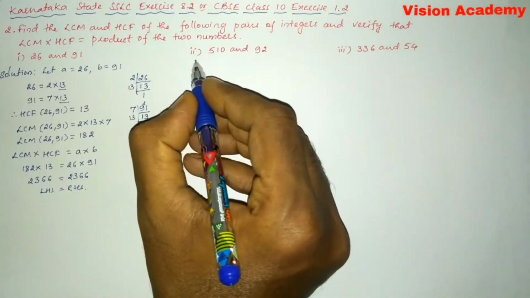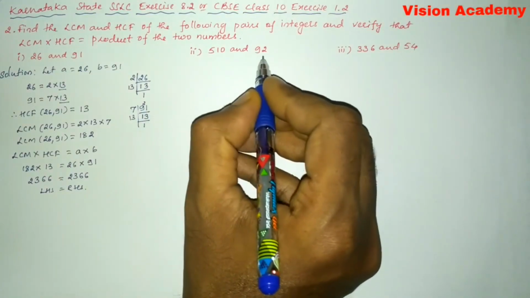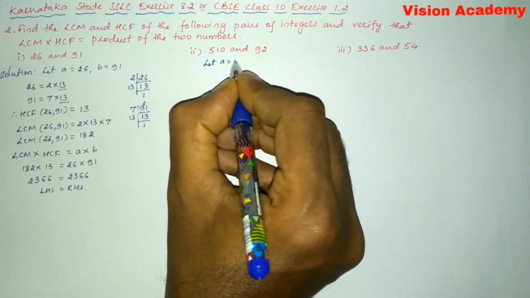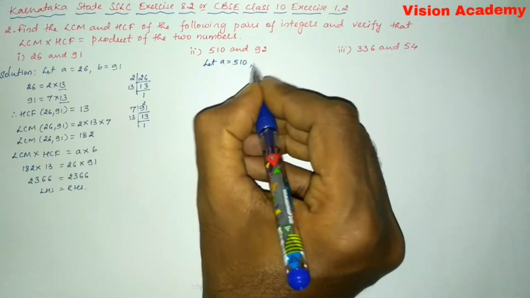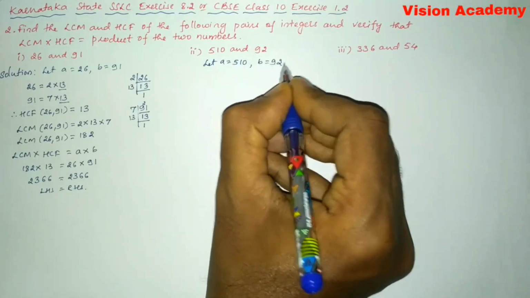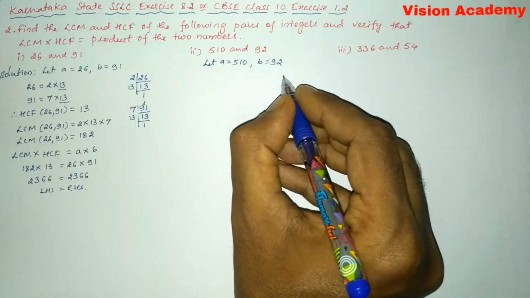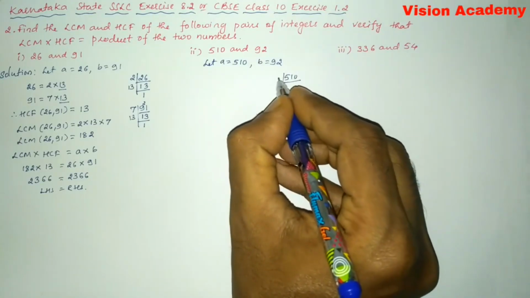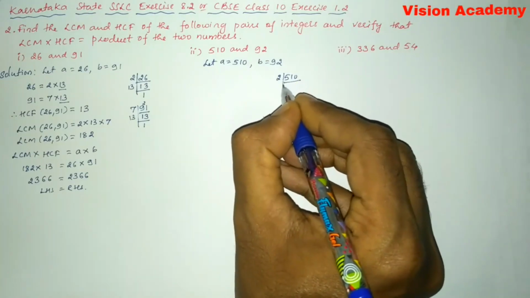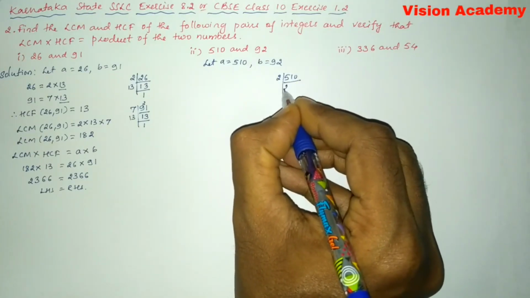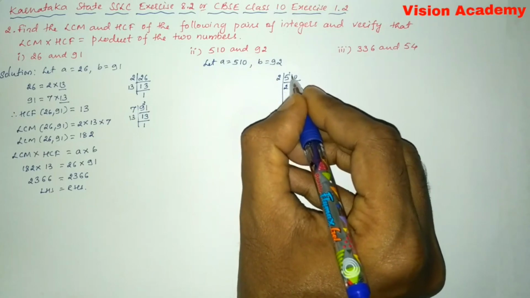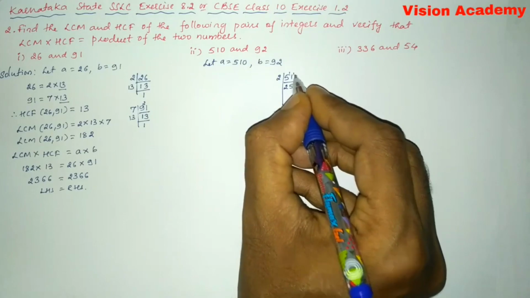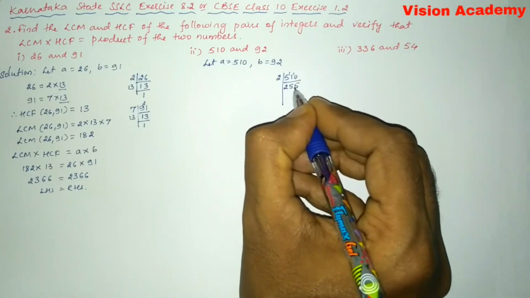Now let us go for Roman number 2, 510 and 92. Here we'll write let A is equal to 510 and B is equal to 92. Now let us take 510 first and divide this one by the first prime factor, that is 2. So here 2 2s are 4, 1 remains, it will become 11, 2 5s are 10, 1 remains, it will become 10, 2 5s are 10.